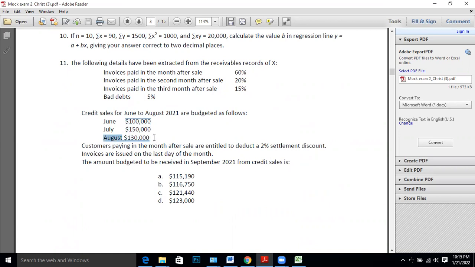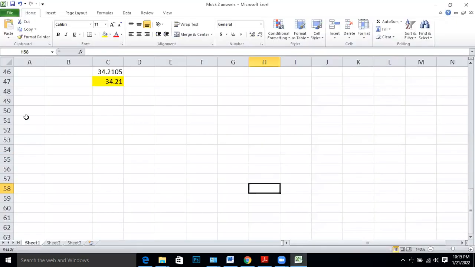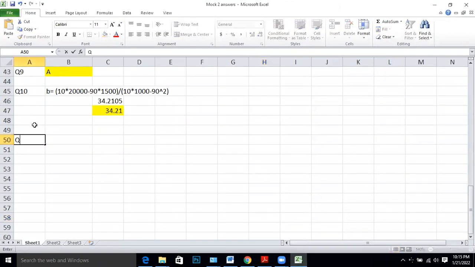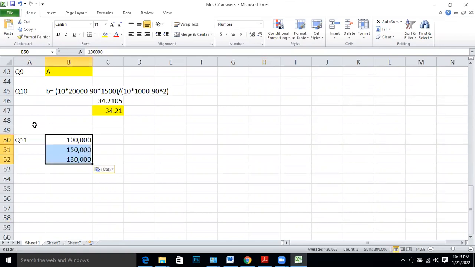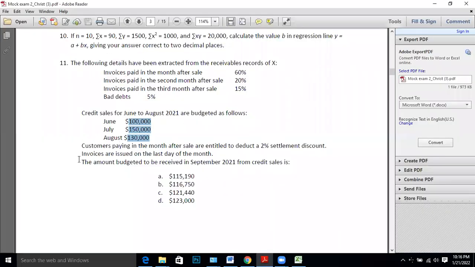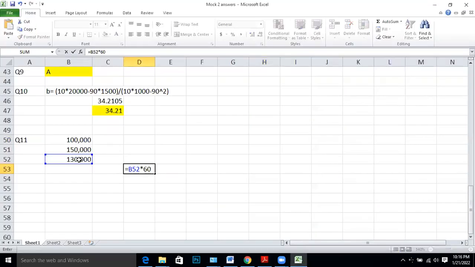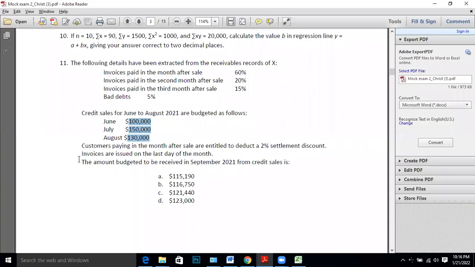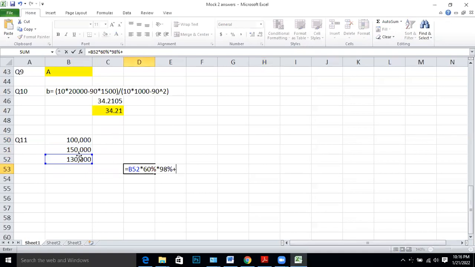Let me copy these values. This is June, July, August, right? September will be, from August, you get 60% each, but there is a settlement discount of 2%, so you get only 98% each. Then 20% each from the previous month, and 15% each from the month before that.